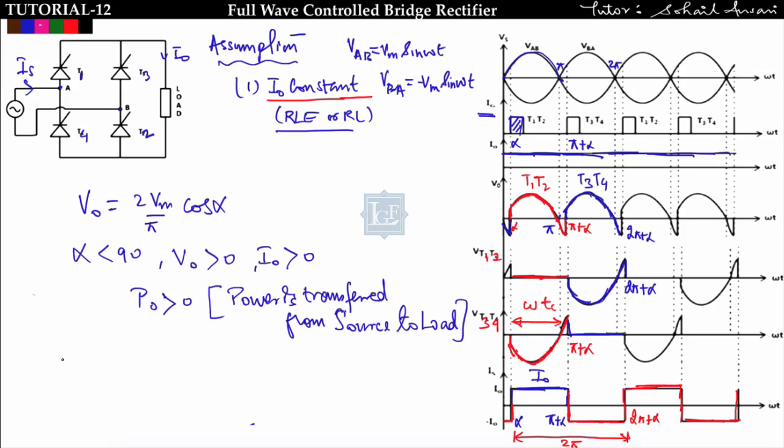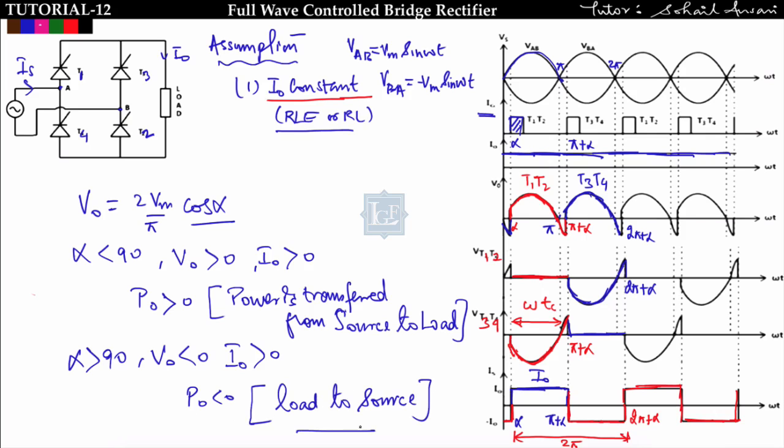Now what will happen if alpha is greater than 90? For alpha greater than 90, V naught will be less than 0 and I naught is always greater than 0, that is constant. So P naught will come out to be less than 0. So output power will be negative. What do you mean by this? This means power is transferred from load to source. We have done this case in the earlier rectifier circuit also. So we can say that for alpha greater than 90, this converter will behave like an inverter.